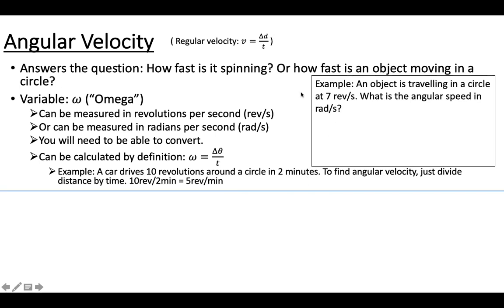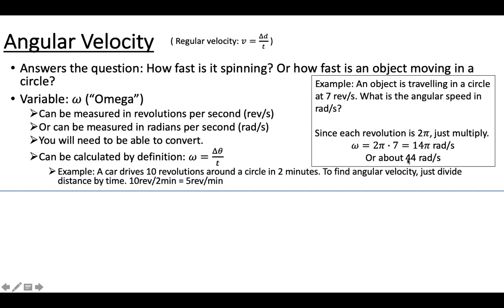Okay, so here's a conversion example. An object is traveling in a circle at 7 revolutions per second. What is the angular speed in radians per second? So since each revolution is 2 pi, you just multiply. Omega is 2 pi times 7. We had revolutions. Each revolution is 2 pi. And how many revolutions do we have? 7. Okay, so 2 pi times 7 equals 14 pi radians per second. Or if you want to multiply these out, 14 times pi, about 44 radians per second.